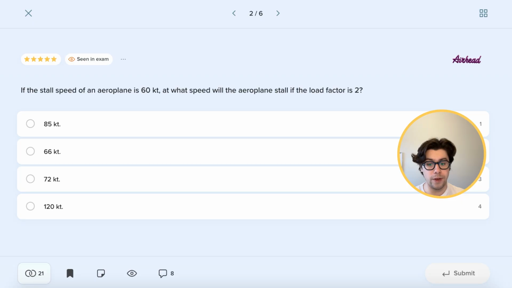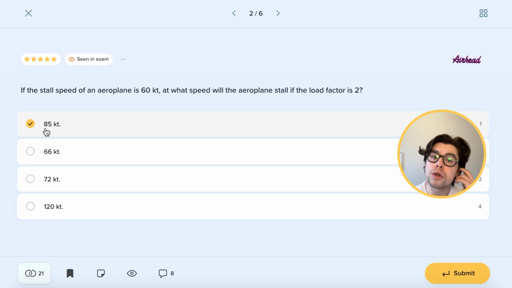For question number 2, if the stall speed of an airplane is 60 knots, at what speed will the airplane stall if the load factor is 2? And there are quite a few questions in the exams which ask you to calculate the different stall speeds depending on the different conditions. Generally speaking, remember that your new stall speed will be the old one times the square root of load factor. In this case, it is very simple because load factor is given and it's 2, meaning square root of 2, 1.4 times our old stall speed 60 gives us 85 knots for the new stalling speed.